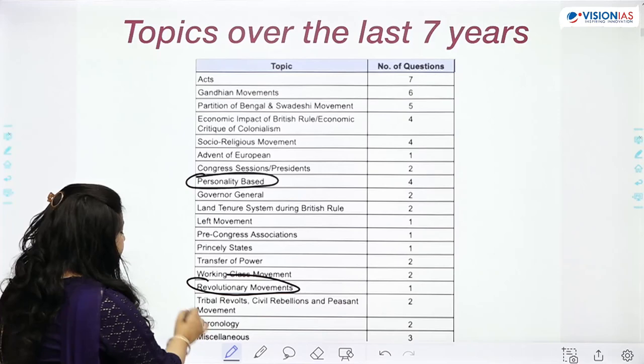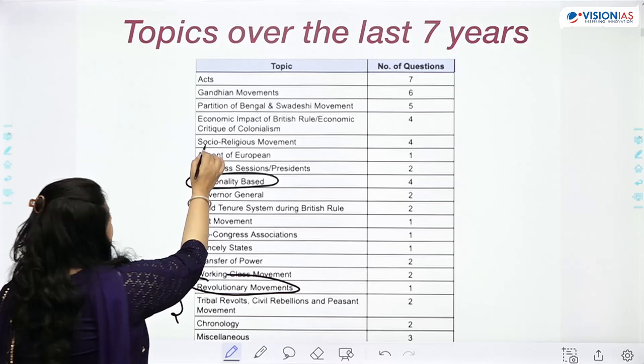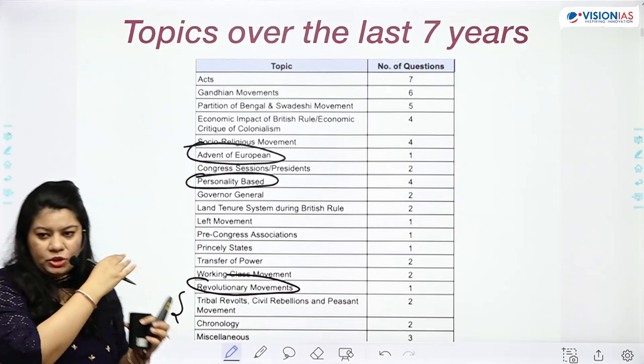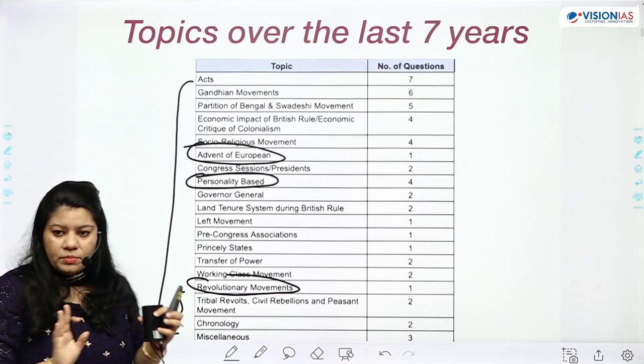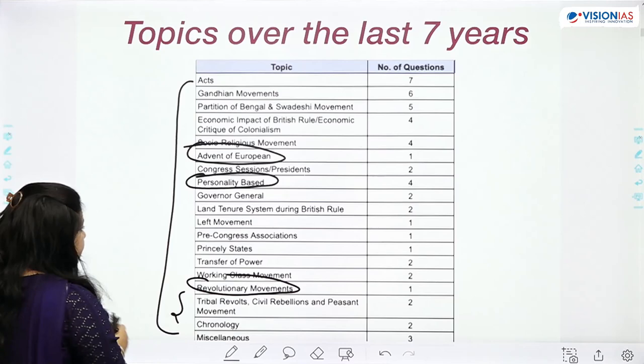Almost every year there is a peasant movement question. This time there was no question on peasant or tribal rebellion. So that is a change made by UPSC. There is a question on the advent of Europeans. Again, in the topic list we have prepared of the last 7 years, mostly questions have come from this topic. When you talk about the Cripps Mission, you have transfer of power as a topic, so there is a question on this topic as well. So let's take up the questions.